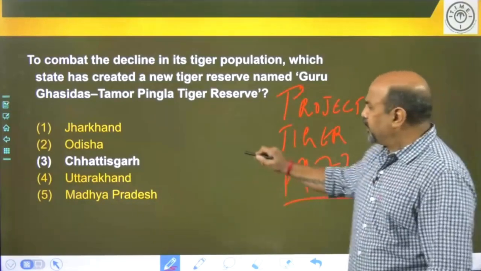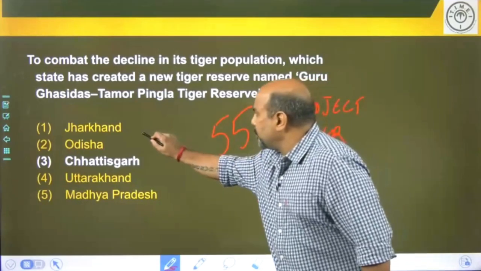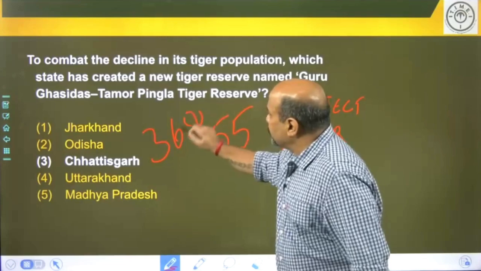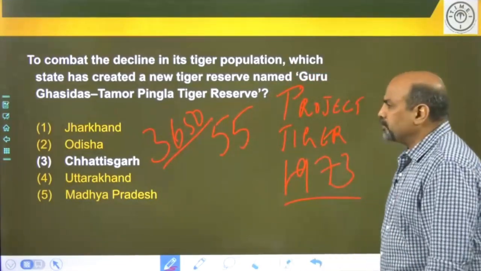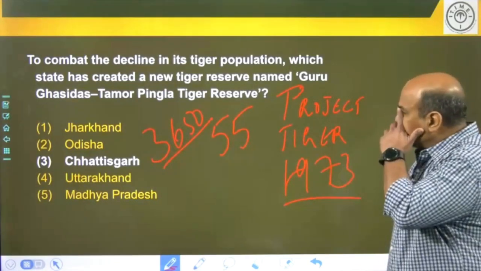Today, I think we have 55 tiger reserves and a little over 3650 tigers. 3682 tigers, but make it 3650 tigers across 55 tiger reserves.